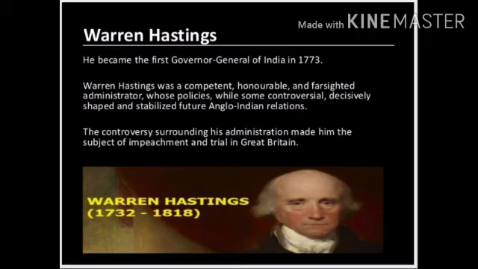Warren Hastings. He became the first Governor General in India in 1773. Warren Hastings was a competent, honorable, and far-sighted administrator. Far-sighted means he knew the conditions and the future of India. Okay, his policies, while controversial, decisively shaped and stabilized future Anglo-Indian relations. The controversies surrounding his administration made him the subject of impeachment and trial in Great Britain.